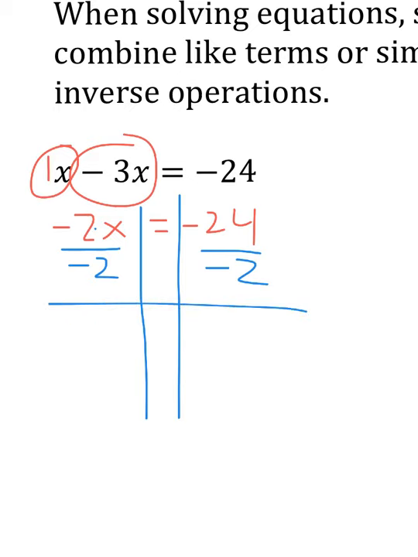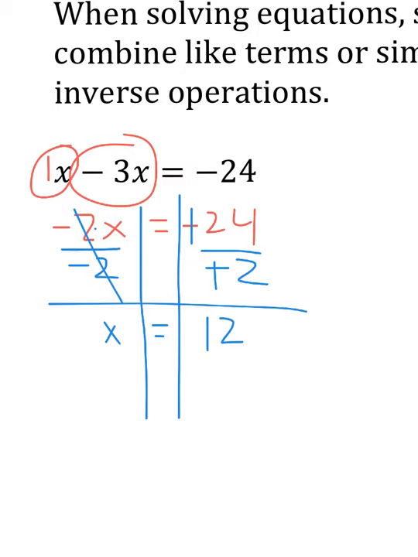Then we'll take negative 2 divided by negative 2. That goes away because that just gives us 1. So then we're left with x on the left-hand side. And that is equal to negative 24 divided by negative 2. Negative divided by a negative gives us a positive, right? And then we have 24 divided by 2. That gives us 12. So we have x equals 12.